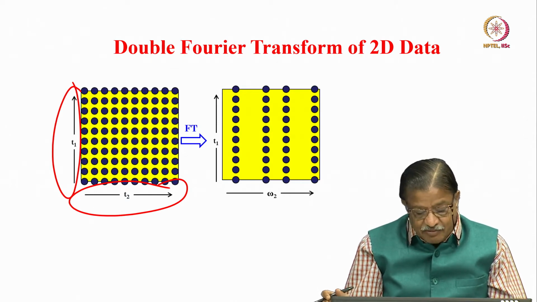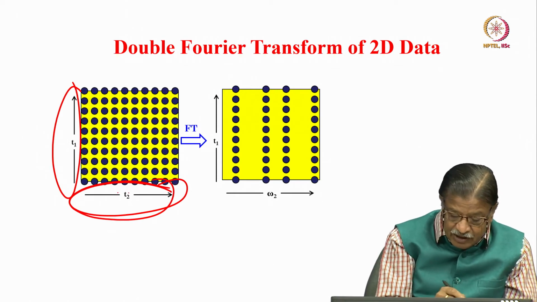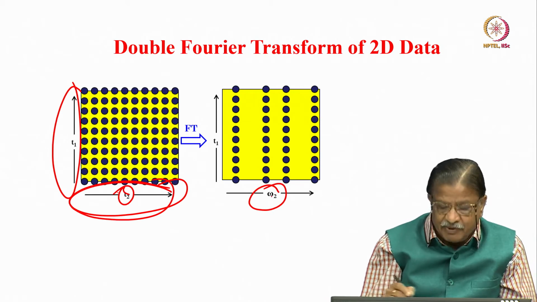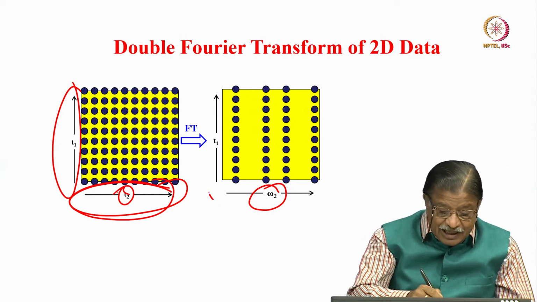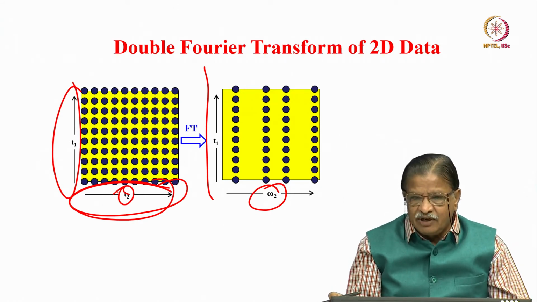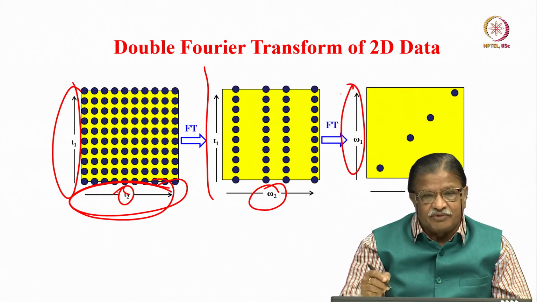Now the Fourier transformation, which dimension am I doing? In the constant period T2. So now T2 is the time domain period. After doing Fourier transformation, it became omega 2. It is a frequency now in this dimension. But still in this dimension it is still a time period, because I have not done the Fourier transformation. Now again I will do the Fourier transformation in this dimension also.